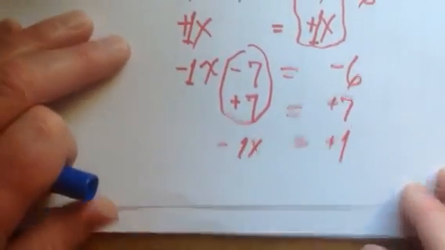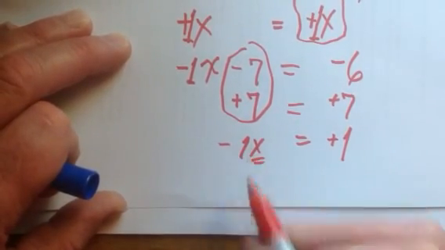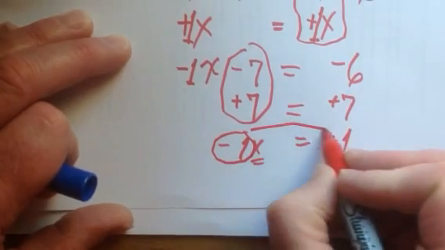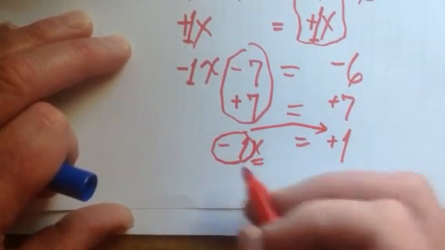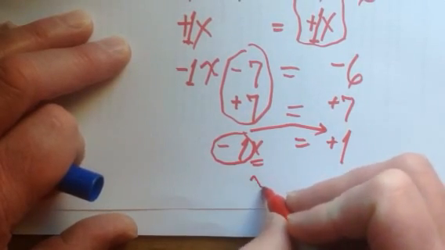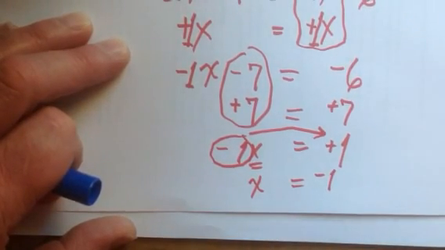And then to complete this, we're finding the value of x, not the value of negative x. So we actually have to move the negative 1 over to the other side. By doing that, we'll just move the negative over, and this becomes x equals negative 1. Hope that helps.